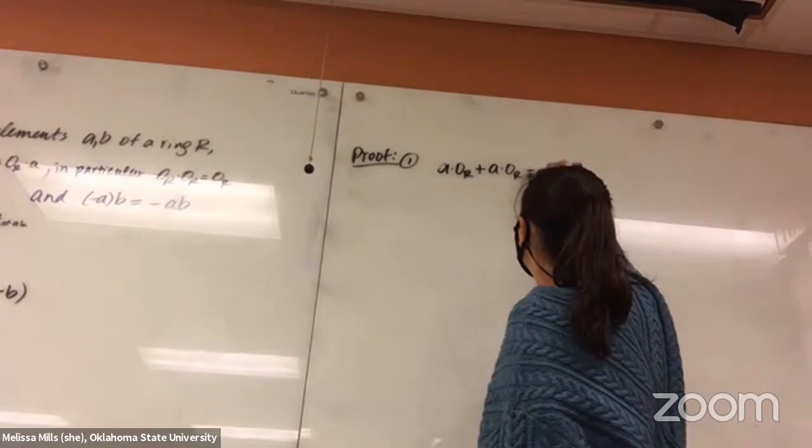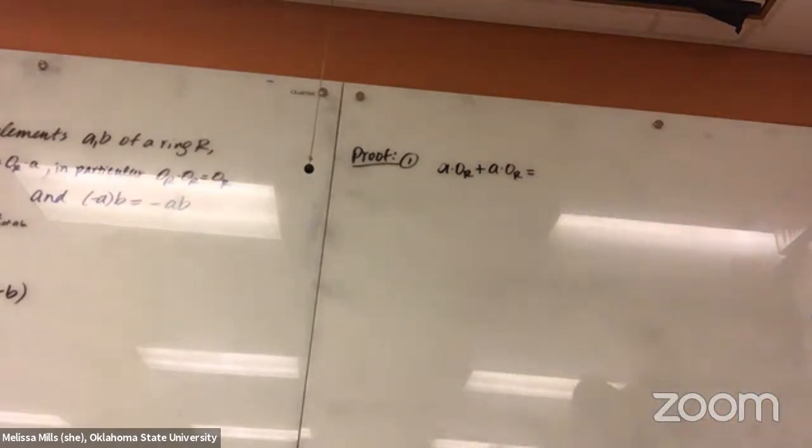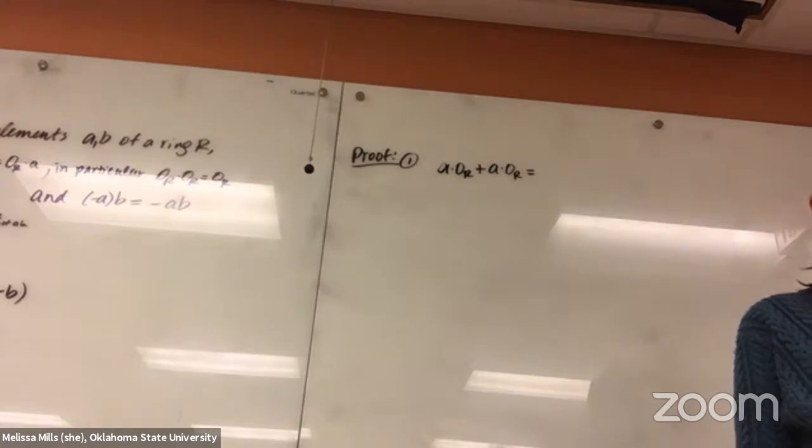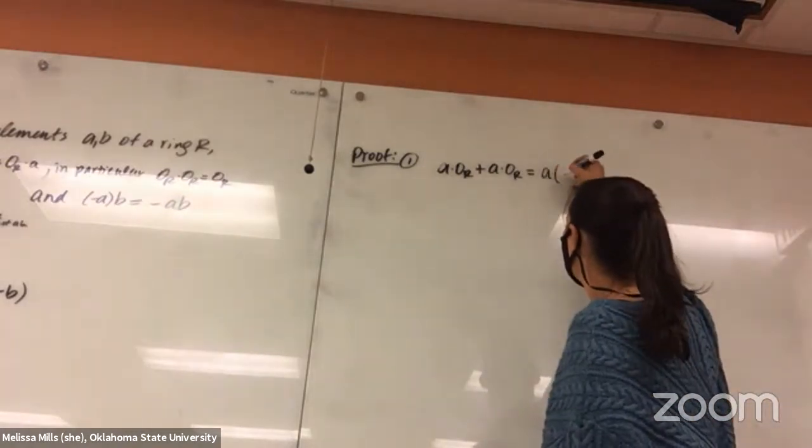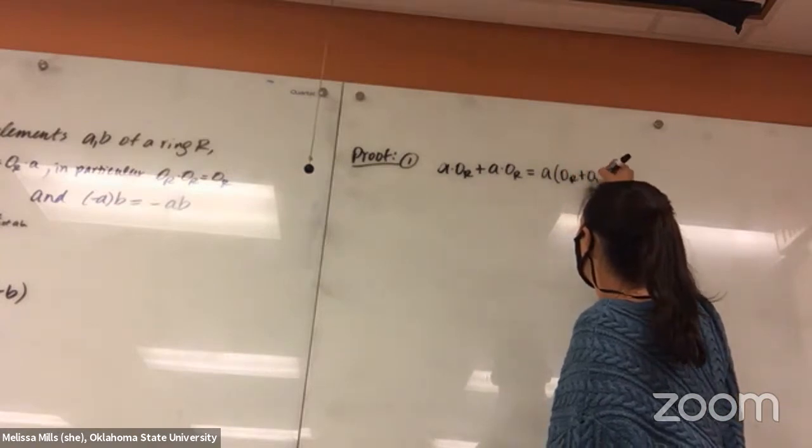What does that give me? Well, I don't know. What did your gut tell you? What could I do with my operations here? Well, I can use distributive property backwards to get the A out, right? So I could do that. So I get A times 0R plus 0R.